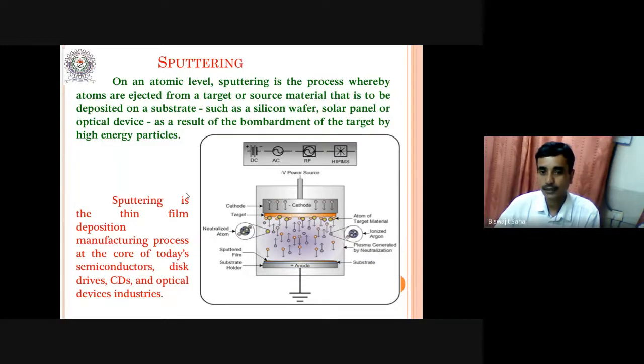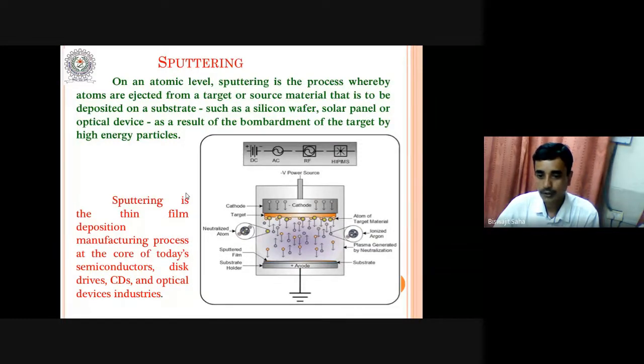And as a result of the bombardment of the target by high energy particles, this sputtering process is possible. So sputtering is the thin film deposition manufacturing process at the core of today's semiconductor industry, because of disk drives, CDs, optical devices, optical coating, solar cells, electrodes, and then UV protection or light interacting transparent coating. In many applications, this sputtering technique is useful.